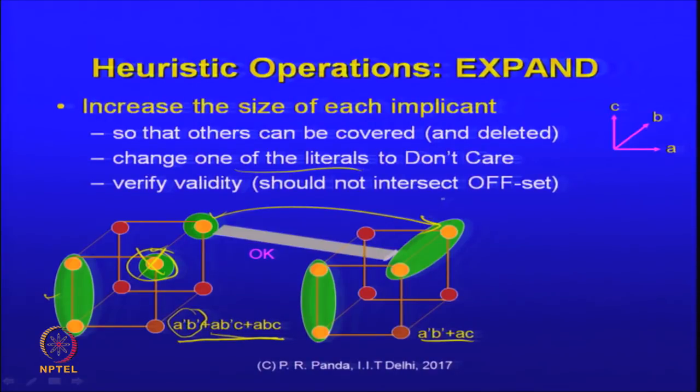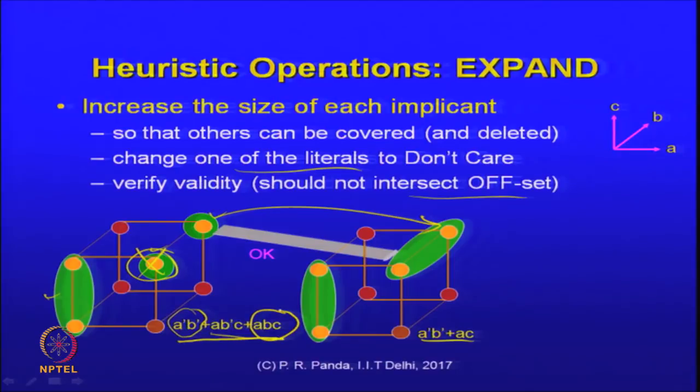In the process, of course, I should also verify that this is a valid expansion. Valid expansion means it is okay if it covers something in the on set, if it covers something in the do not care set, but it should not cover something in the off set. If it does, then that would be an invalid expansion. But that is all that is there as the basis of this expand operation. You pick up some variable. If this term has 3 variables, then along A, along B, each represents a direction, A, B and C, all 3 represent some direction along which you can perform the expansion.